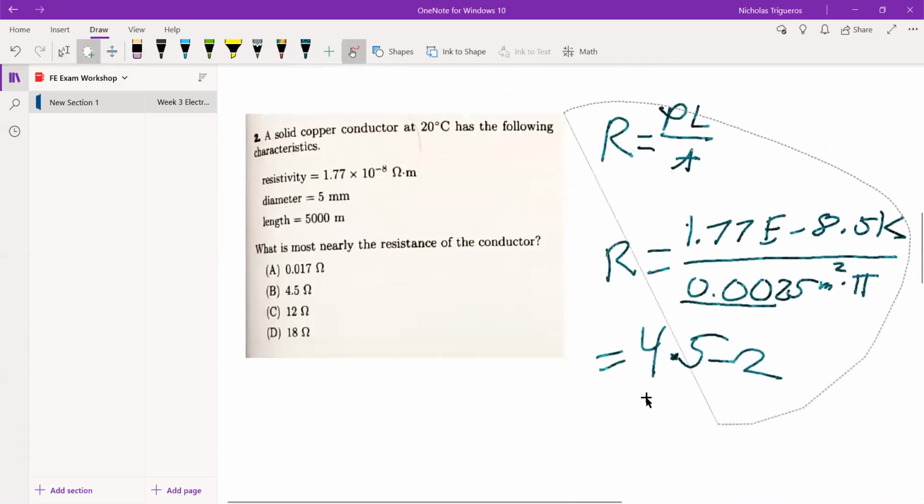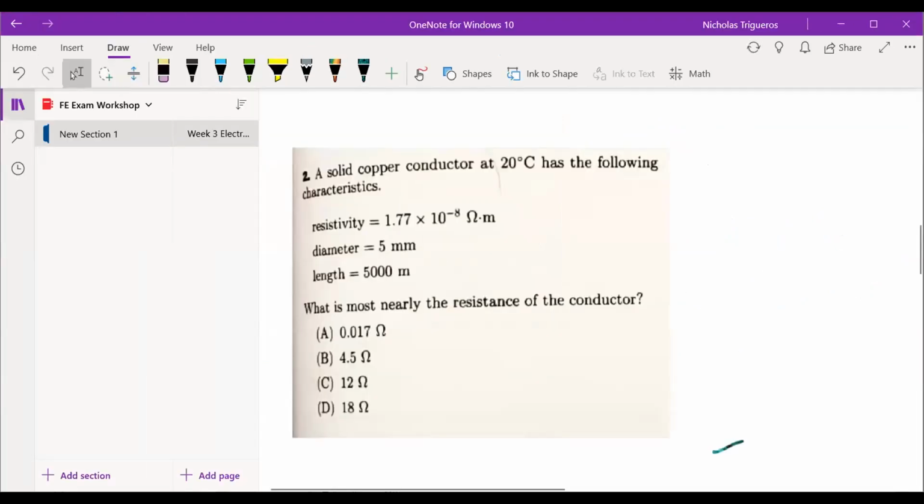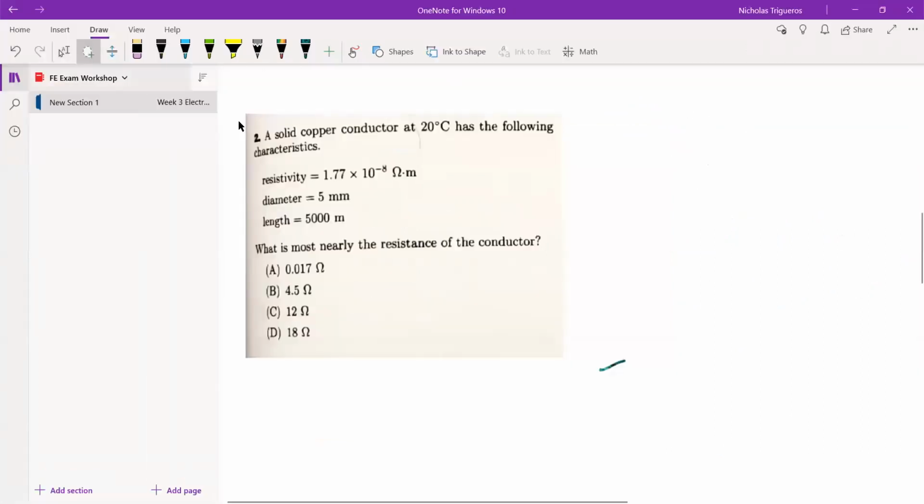This is another kind of quick one. Took my lasso away. Are we gonna do this again?